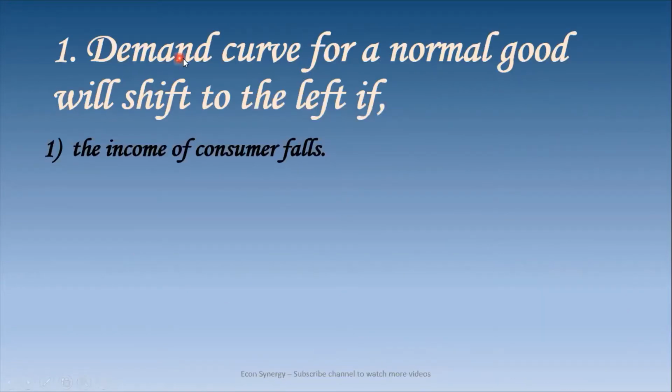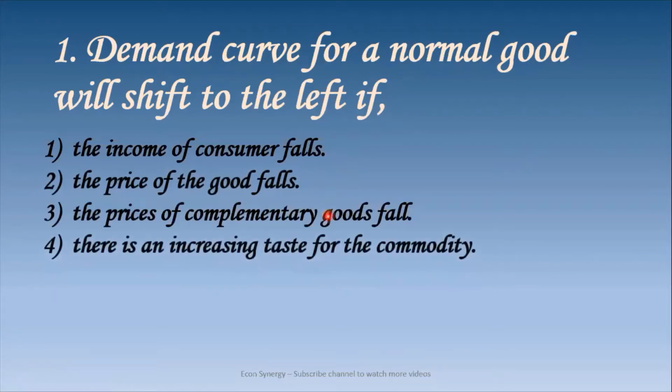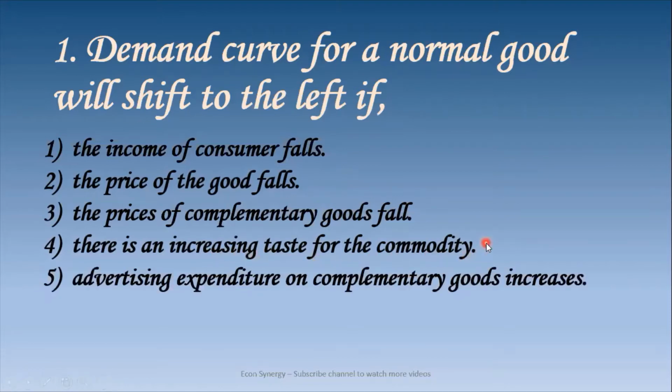First question is, demand curve for a normal good will shift to the left if first, consumer income falls, second, the price of the good falls, third, the price of complementary good falls, fourth, there is an increase in taste for the commodity. The last one, advertising expenditures on complementary good increase. Then we will discuss one by one. Before discussing these things, I drew a diagram to explain them.